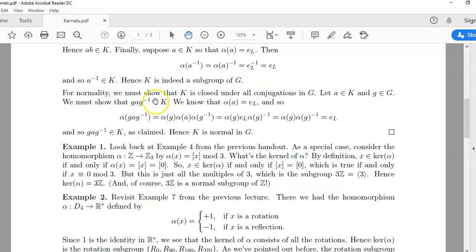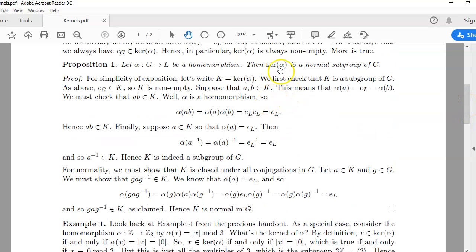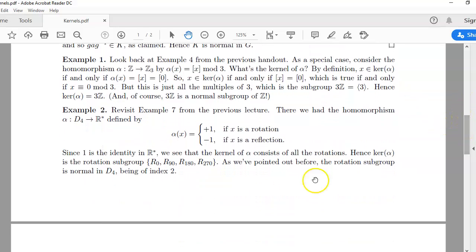And so to prove normality, you have to prove that K is closed under all conjugations from G, and you can read the proof of that. It's a straightforward calculation. So what you end up with is the true statement that, yes, kernels are always normal subgroups. Okay? So I'll leave you here with two examples.